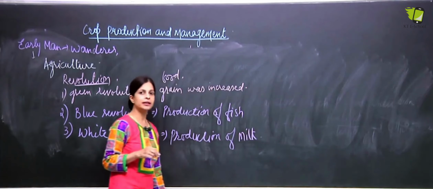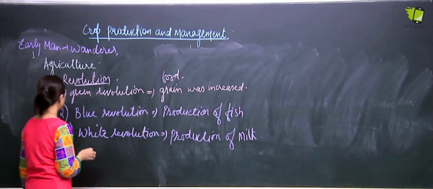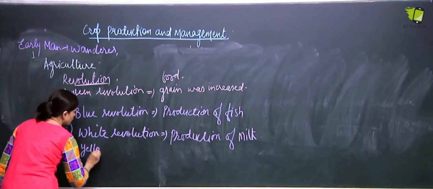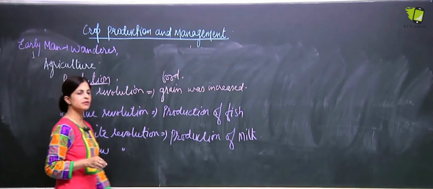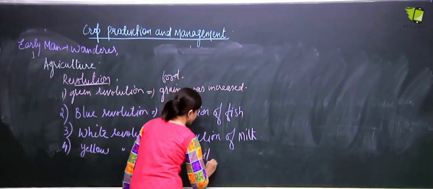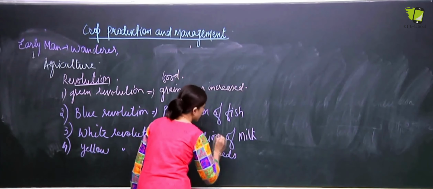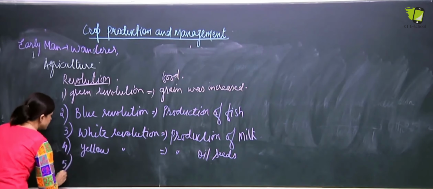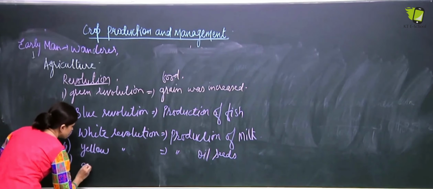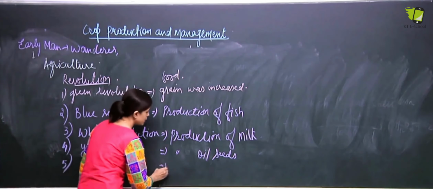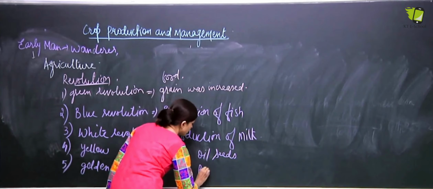Okay, it deals with the production of the milk. Now yellow revolution is what? The production of oil seeds was focused on, okay, and under trial is golden revolution, and this one is for the production of pulses.